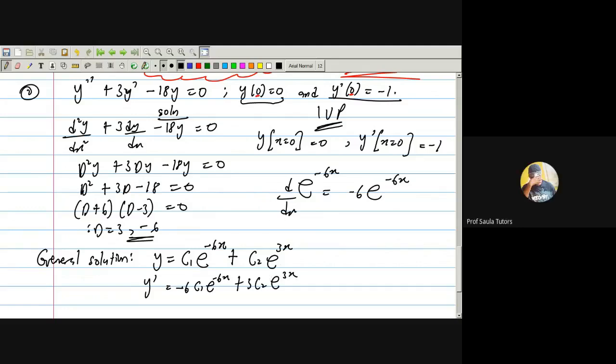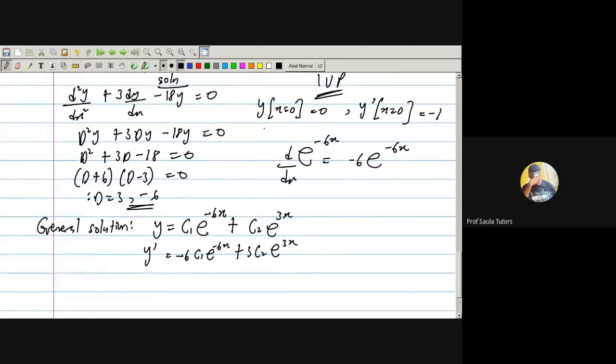Now check. They said at x equal to 0, y is 0. At x equal to 0, what do we have here? This one will be raised to power 0, which is 1. I'll be left with c1 plus c2. c1 plus c2 equals what is my y? My y is equal to 0. So c1 plus c2 equals 0. This is equation 1.